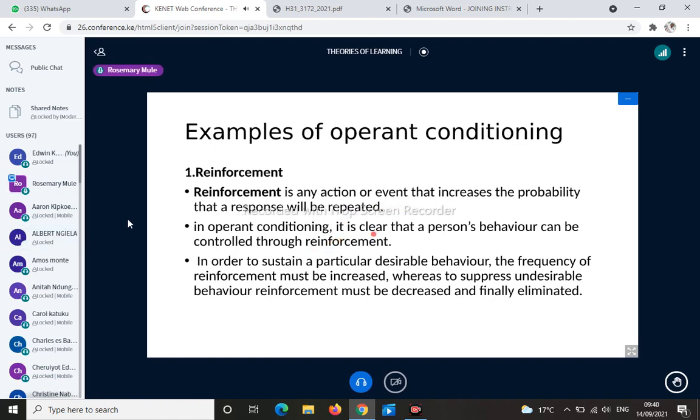So in operant conditioning, it is clear that a person's behavior can be controlled through reinforcement. That is true. So in order to sustain particular desirable behavior, the frequency of reinforcement must be increased, whereas to suppress undesirable behavior, reinforcement must be decreased or finally eliminated.